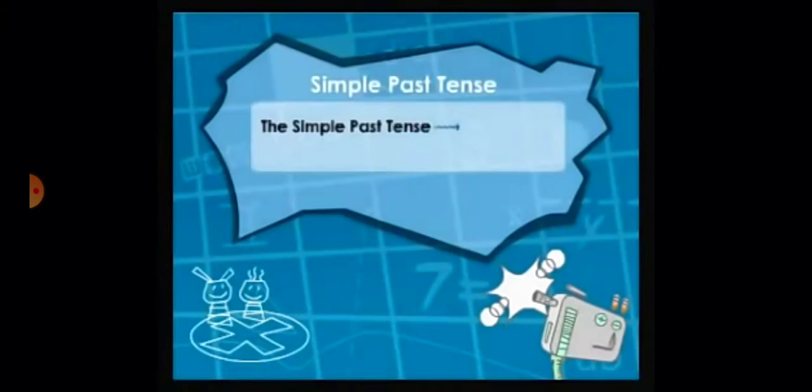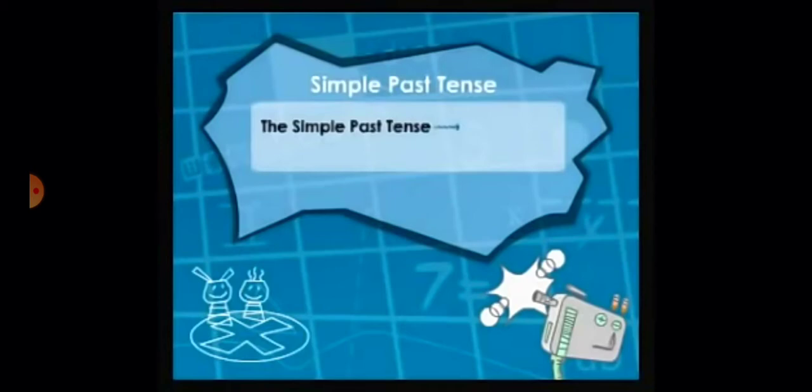So, what is past tense? Past tense is an action or a thing which has already happened in the past. That means it has already happened, and it cannot happen again. For example, he walked to school yesterday. So it happened yesterday, he walked to school yesterday, right? So that is past tense. A past tense is an action or a thing which has already happened in the past.